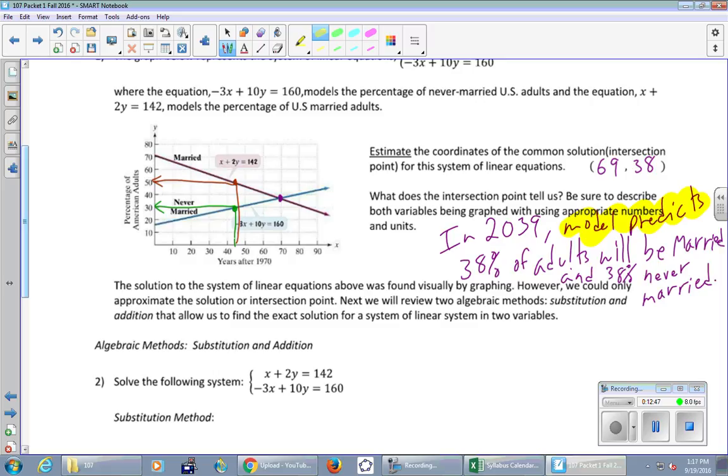Okay. All right. So the solution to the system of linear equations above was found visually by graphing. That's the estimating of this intersection point. However, we can only approximate the solution or intersection point when we use the graph. Next, we'll review two algebraic methods. We mentioned these earlier today, substitution, as well as addition, which might also be called elimination, depending on your past experience. That allows us to find the exact solutions for a system of linear equations in two variables. So exact solutions, whereas some of us said 38 and some of us said 37, but we're not exact yet, right? So here are two methods that we can use to solve exactly.